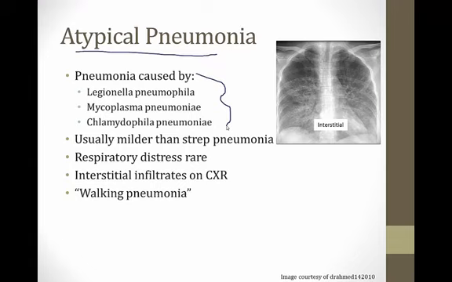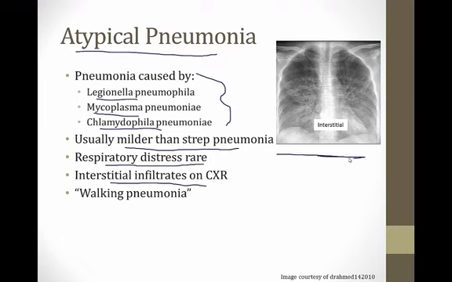And these bacteria are often called atypical bacteria because they're not Strep pneumoniae. Strep pneumoniae is a typical pneumonia bacteria. These are atypical bacteria, and they generally cause that milder interstitial form of pneumonia. These are Legionella and Mycoplasma and Chlamydia. As I said before, it's usually milder than strep. Respiratory distress is rare.